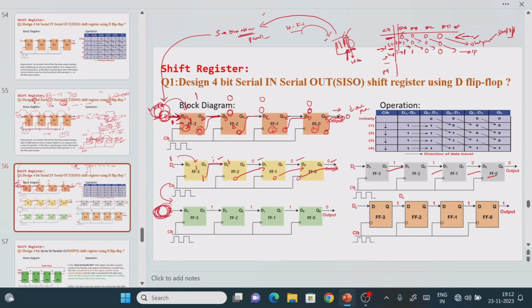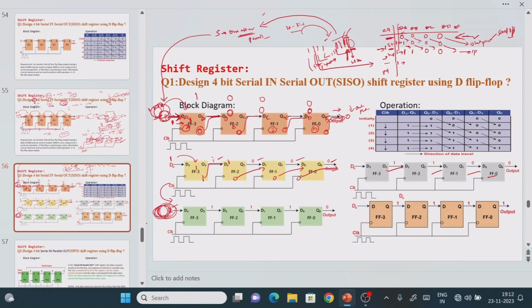Now after applying the third clock pulse, what is the external value we need to pass here? See, serial means always we need to pass the external data one at a time. Out of 4 ones, at a time we can pass only 1. For the first clock pulse this one, second clock pulse this one, third clock pulse one more 1, fourth clock pulse one more 1, because serial means one after another. At a time you cannot pass all the values. So now I'm going to consider the third clock pulse. Third value I am giving, that is 1.